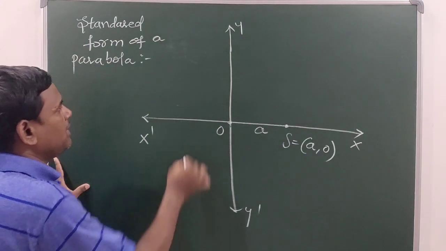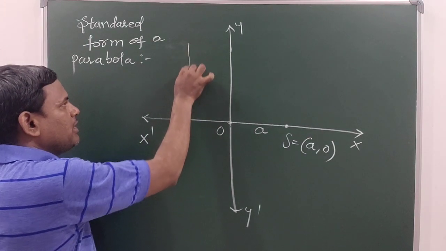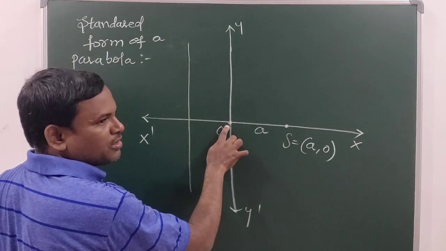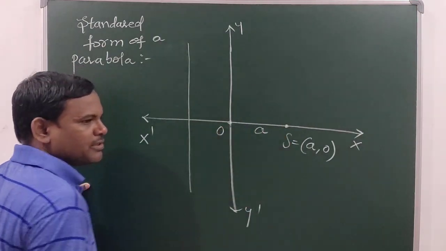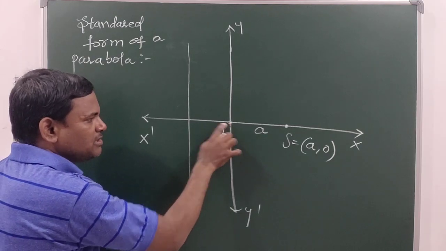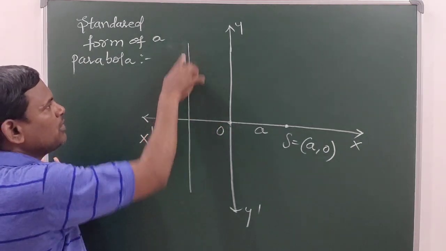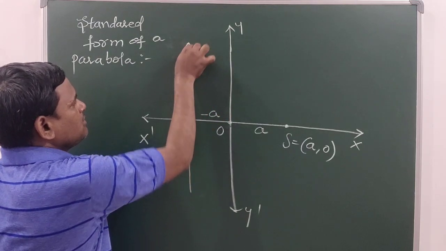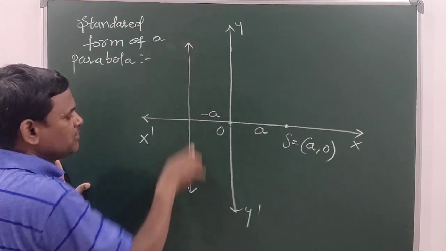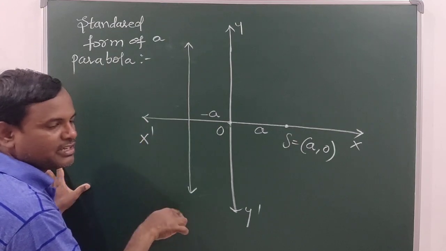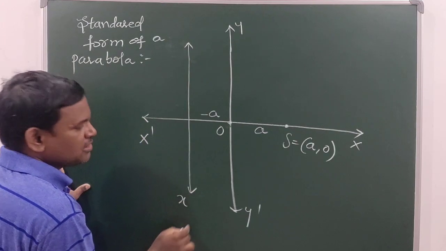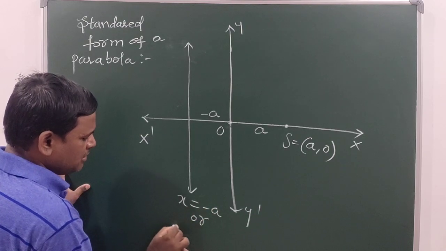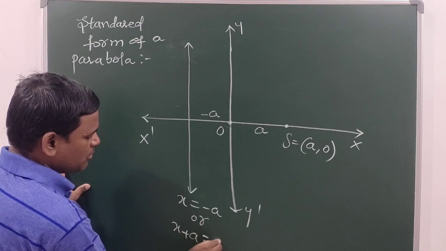Now take the directrix over here. You know the distance from the origin to the fixed point is equal to the distance from the origin to the fixed line, that is a units. Hence the equation of this fixed line, that is the directrix, is x = -a, or you can write it as x + a = 0.